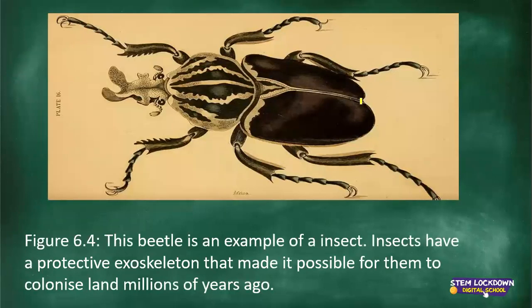And then this is an example. This beetle is an example of an insect. As you can see, insects have a protective exoskeleton that made it possible for them to colonize land millions of years ago. And they really did colonize land. Realize insects are literally everywhere, and they are surviving quite well because of the structure.